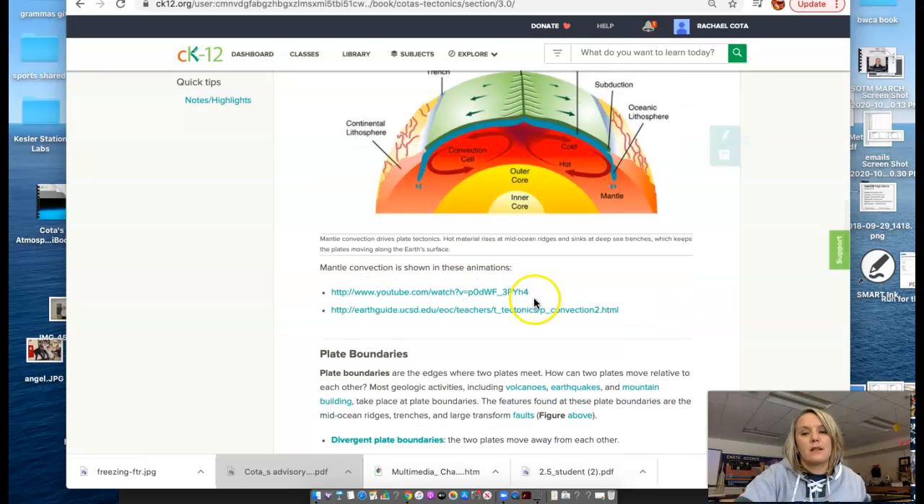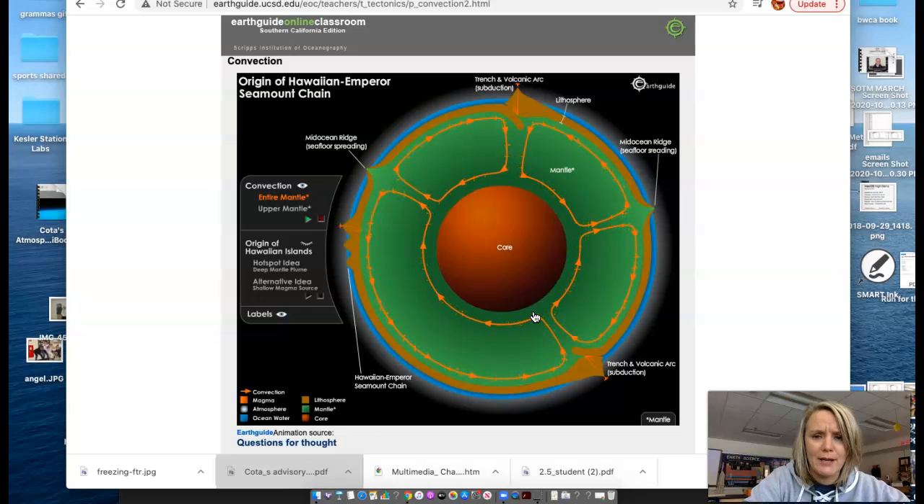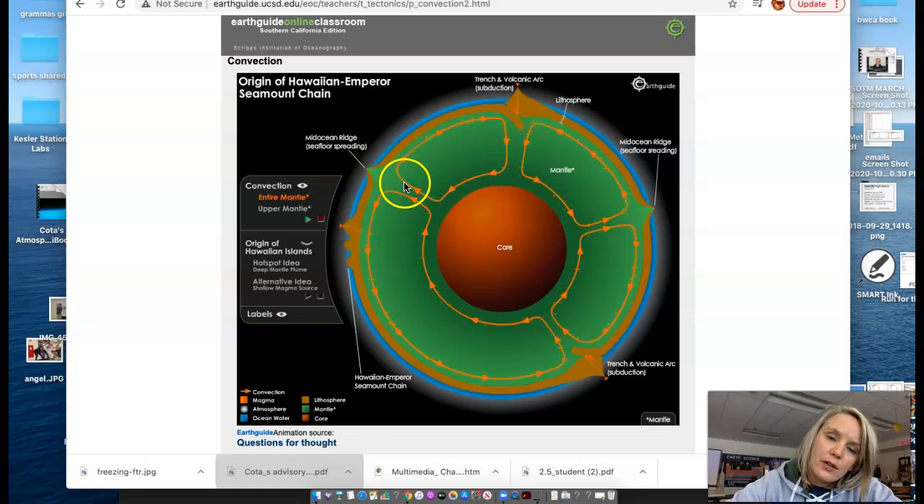So I want to begin today's lecture with this animation here that does a nice job of combining all of those different kinds of movements with what we see on land when that happens. So we'll start out with what we talked about yesterday.